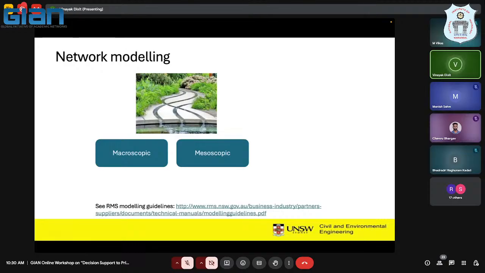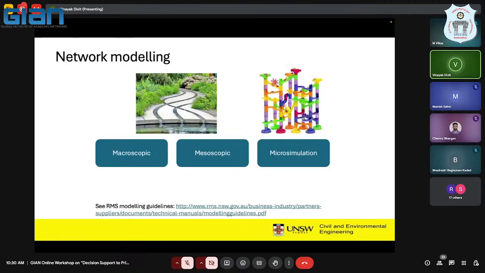And in the network modeling, and we have not spent time on network modeling, we will be spending time on it tomorrow, is essentially looking at macro, meso, and micro. And we discussed that as well in the first class. The macro is a static model where the travel times on each link are independent.